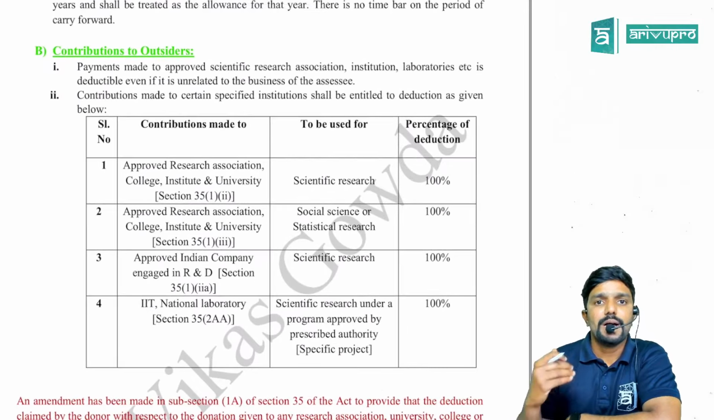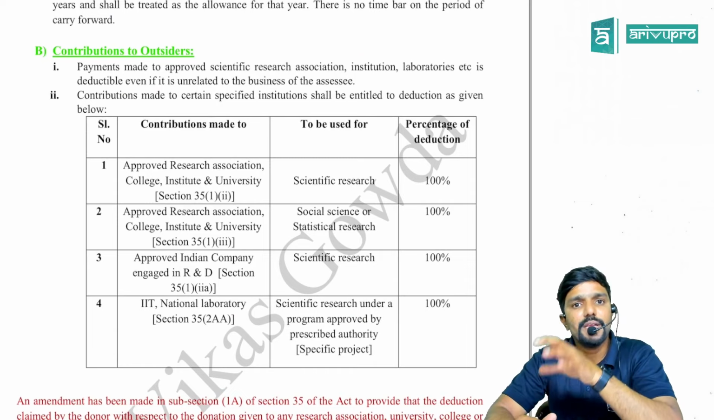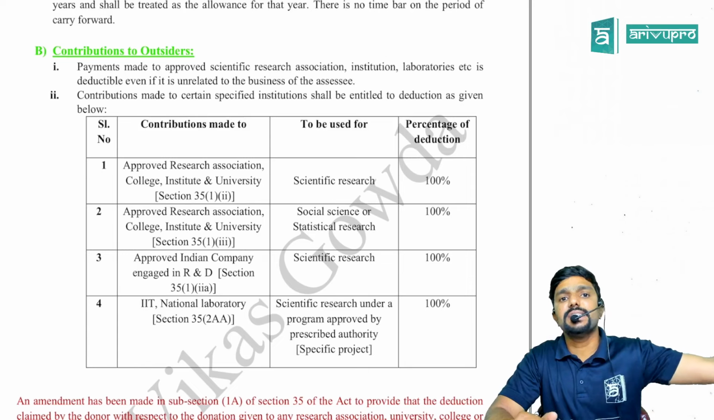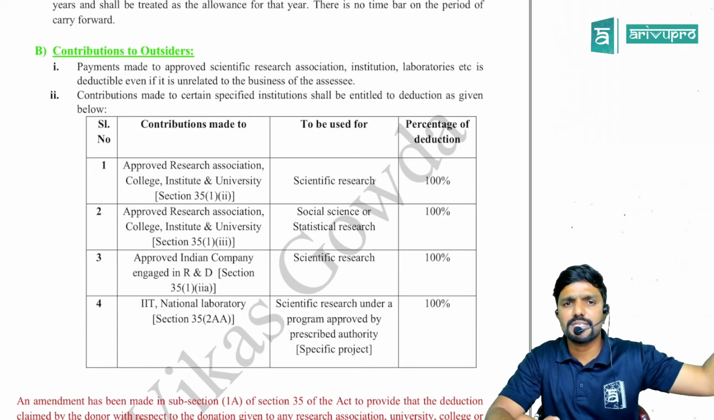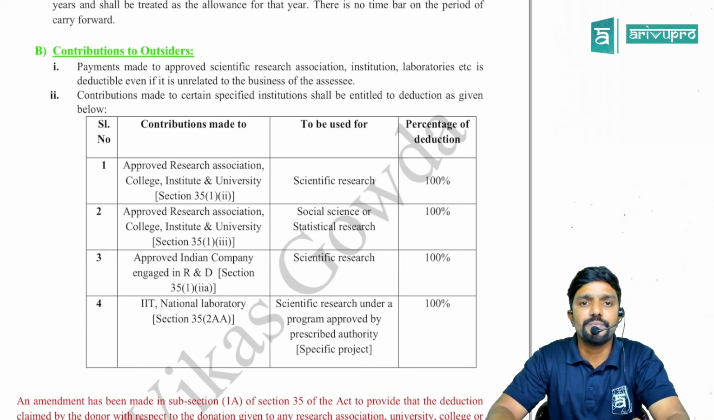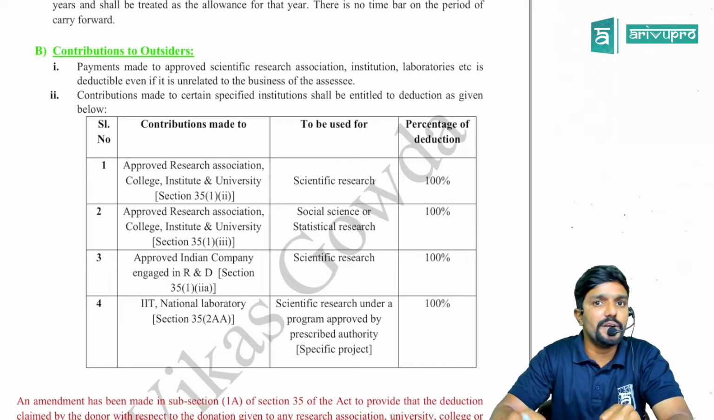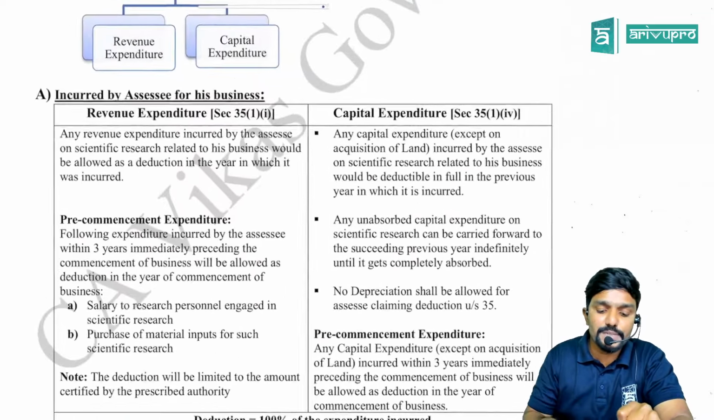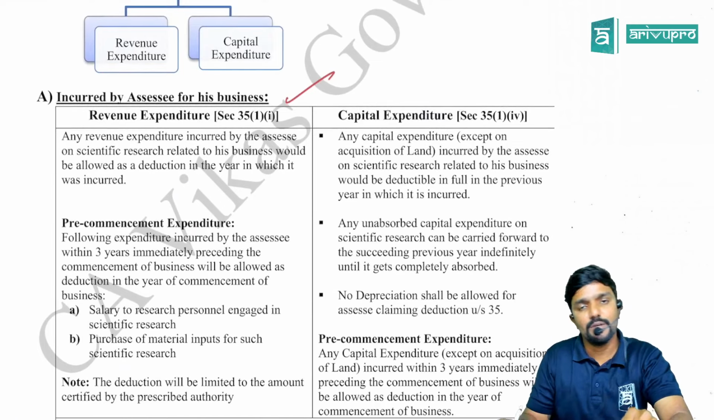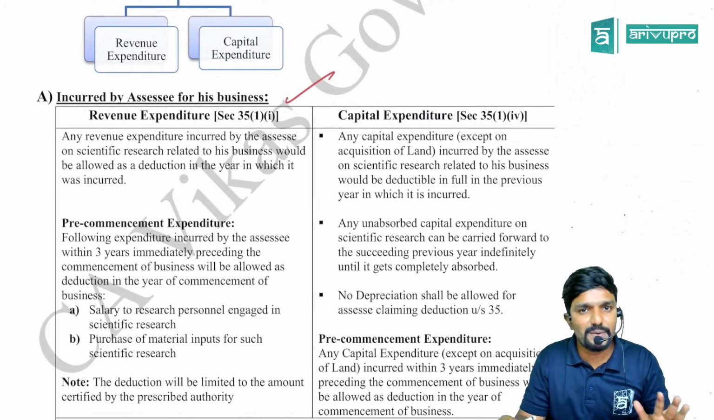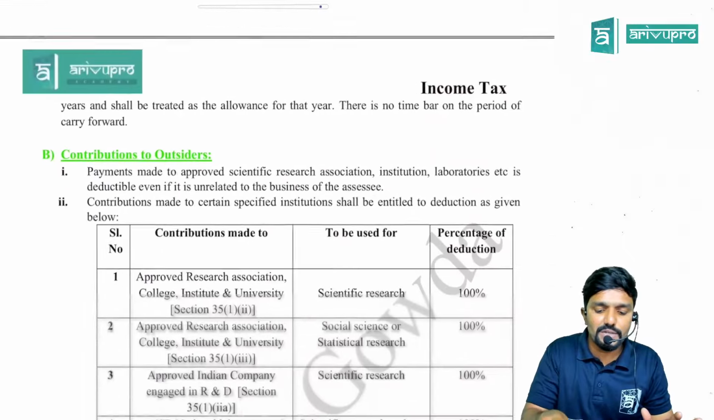Here, the assessee, even though he is not engaged in scientific research business, can contribute to someone who is engaged in research, either scientific research, statistical research or social research, and he can claim it as his business expenditure. There are two categories of deductions here, guys. That is, the assessee himself is doing the research business. Yes, both capital and revenue expenditure he can claim. But the change is not with respect to that.